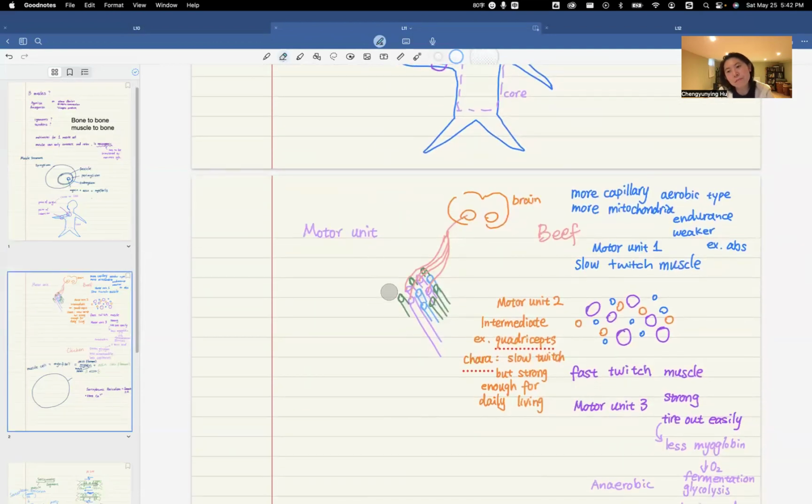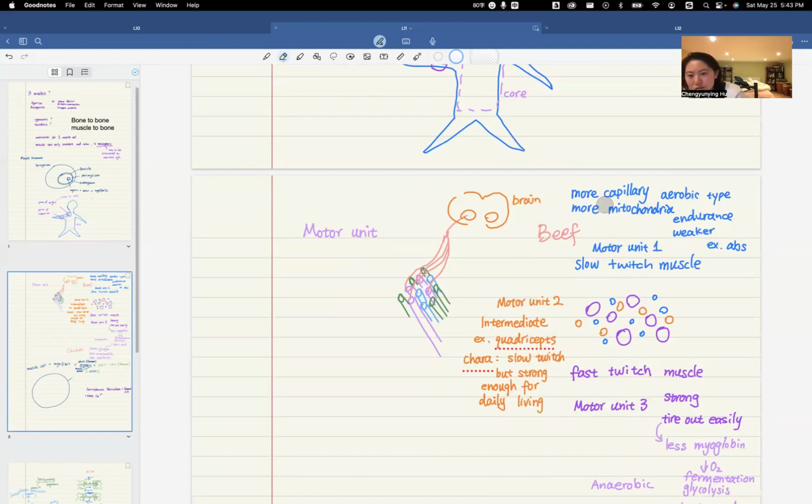In our muscle system, when we talk about skeletal muscle, we have 3 motor units. Number 1 has more capillaries, more mitochondria, and is the smallest one. That usually is at work when we do aerobic exercise, lasting more than 15 minutes. We use this aerobically.